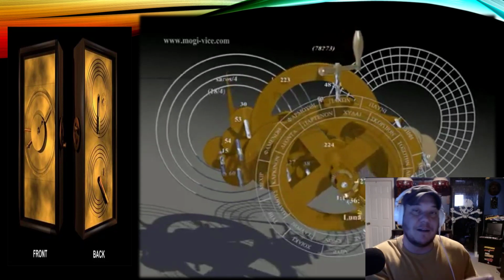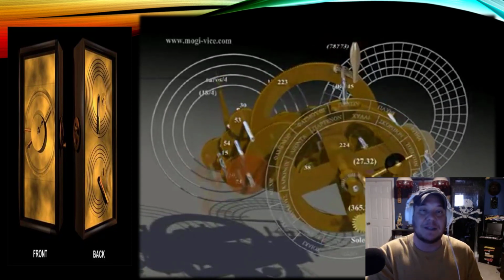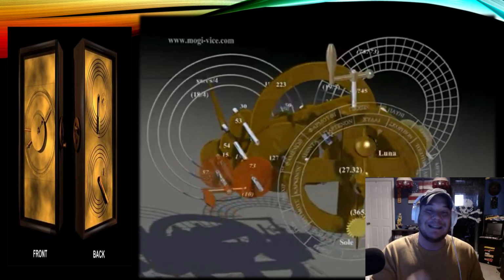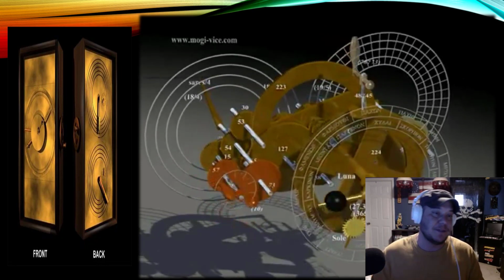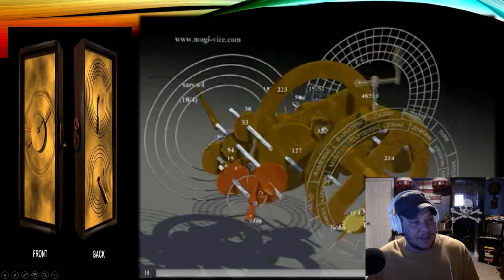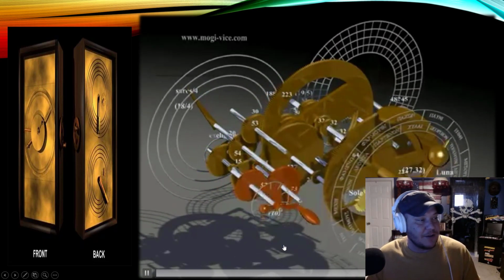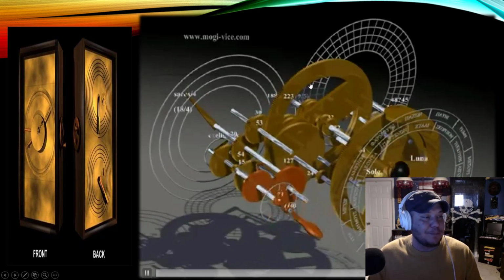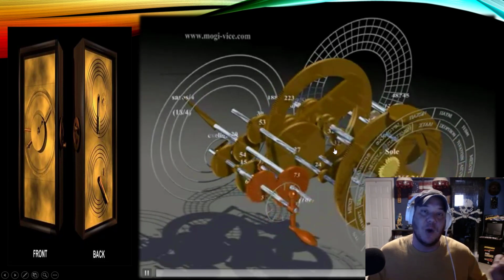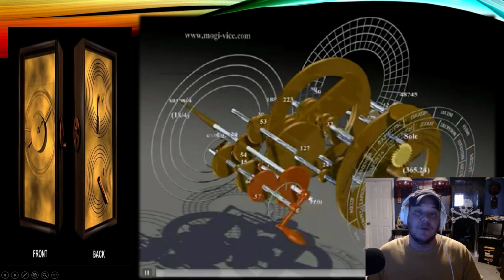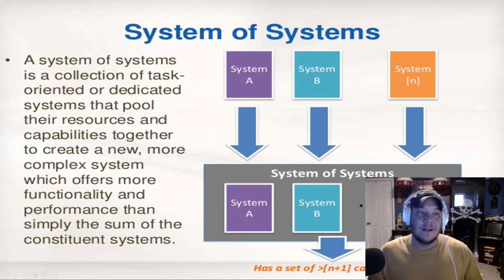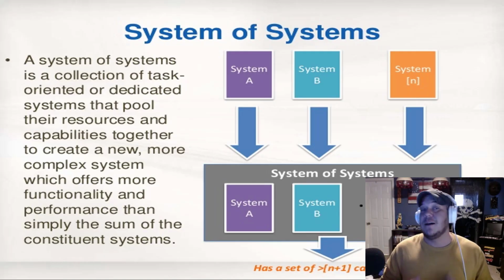Now, the reason this is called a computer is because at the very beginning of this lesson, I told you a computer is a system of systems. And you can see here we have a bunch of systems. We have a solar eclipse clock. We have the movement of planets and stars. We have a hand crank. We have all these pieces working in conjunction to take raw data and produce it into usable information. So we have a system of systems.